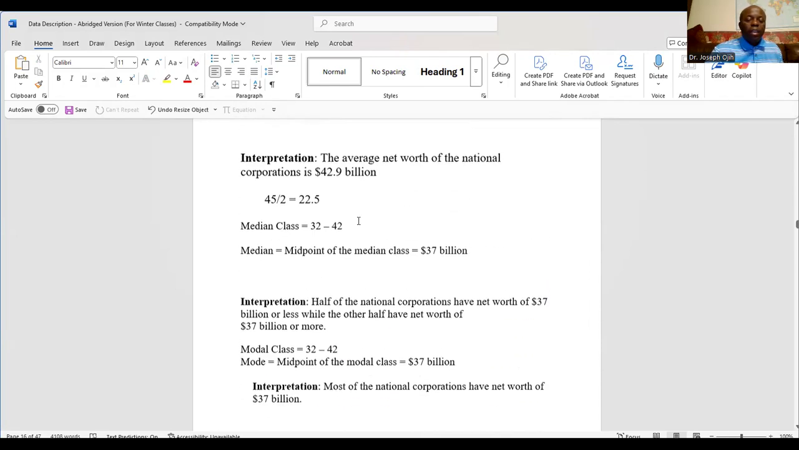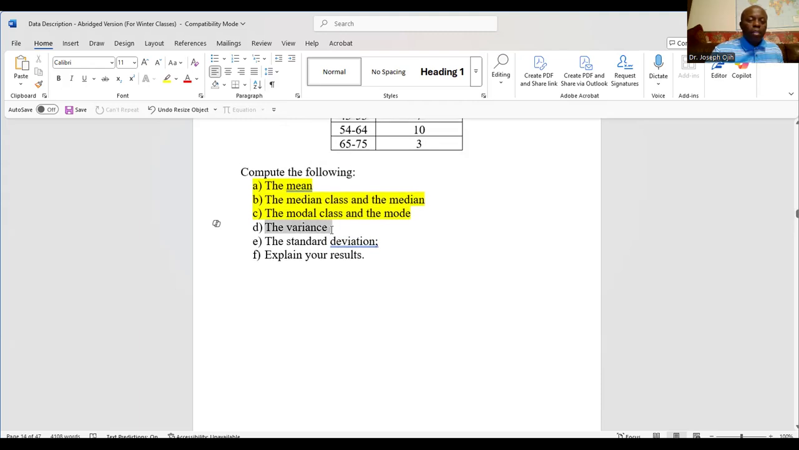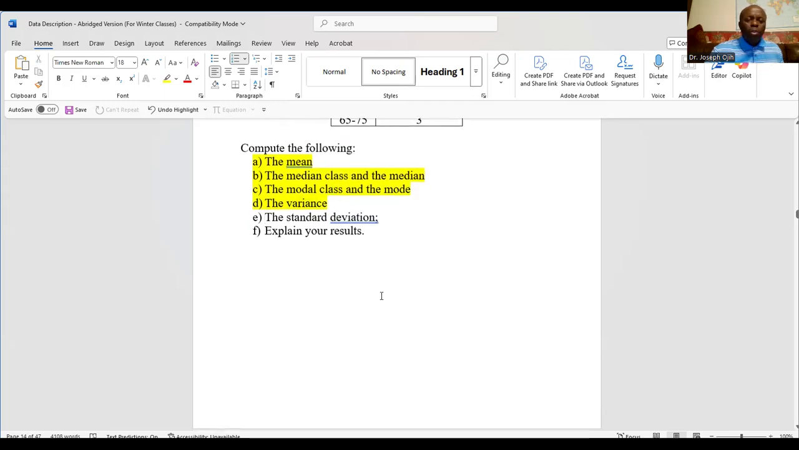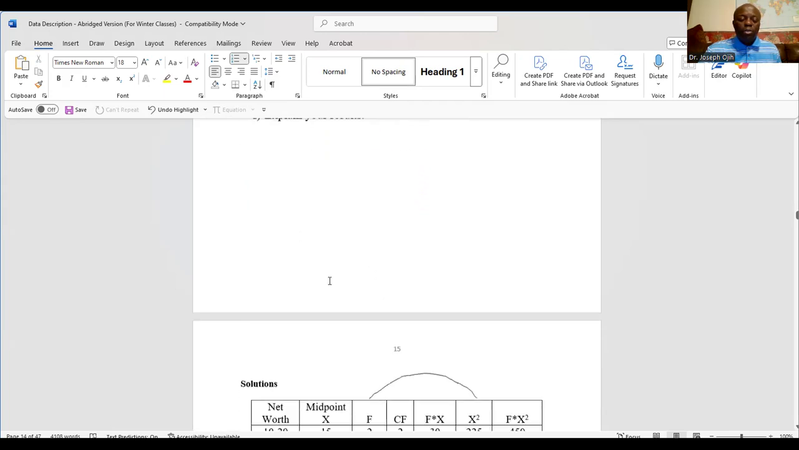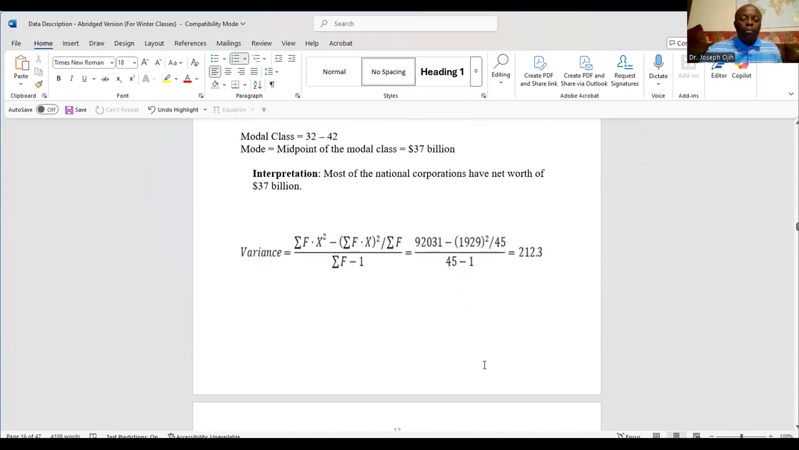Now let me check it off. After that, let's find the standard deviation. I usually interpret when I finish the work, but we don't interpret the variance, since what we actually need is the standard deviation, and we need the variance before the standard deviation. So let's get the standard deviation now. We have our variance as 212.3.